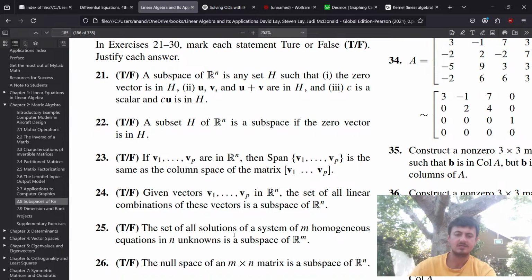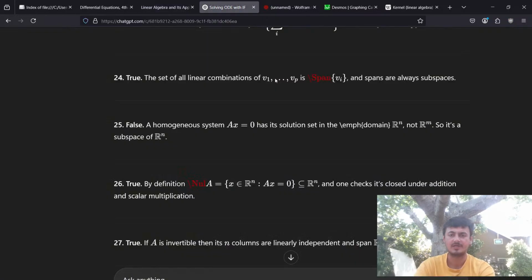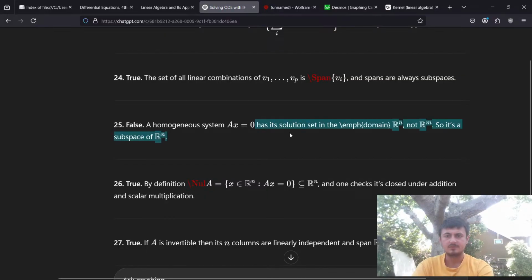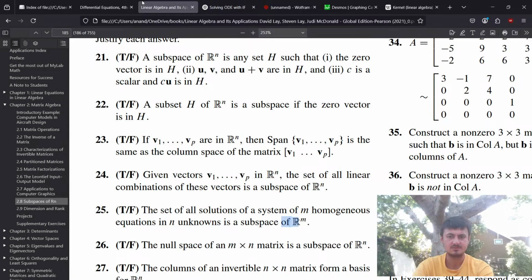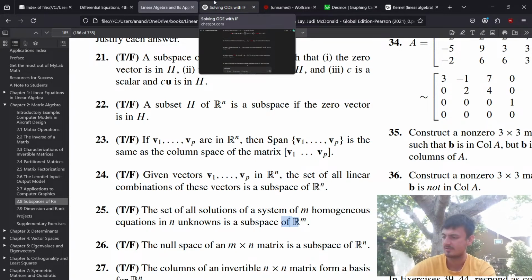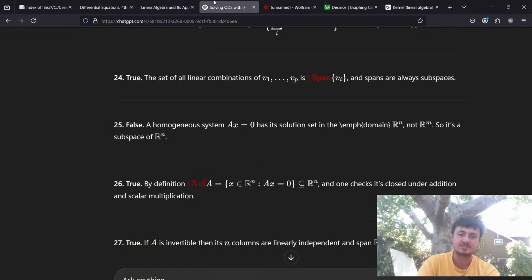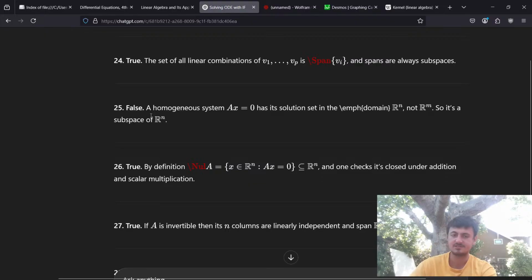25 is false. It's not Rm. The set of solutions, meaning the values of X, is going to be the number of variables. So that's Rn. That's true. All right. Wait, did it say homogeneous? Oh yeah, it's homogeneous. That means the B is 0. But it doesn't change anything. Okay, cool. 26 is true.